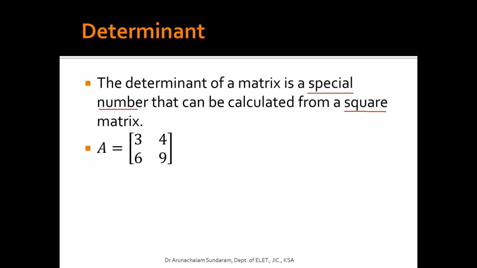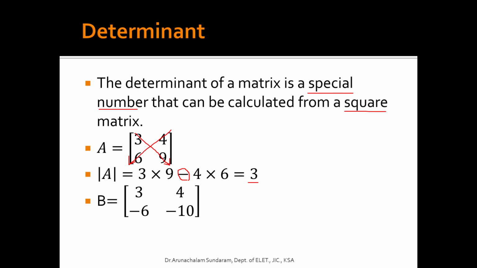So how do you find the determinant? The determinant is represented by this symbol, these two vertical bars. Here we have to multiply these two numbers, 3 into 9, then put a minus sign and multiply the other two numbers. This is how we calculate the determinant. 3 into 9 is 27, minus 4 into 6, which is 24. So the determinant of A is 3. Now, for example, if you have a matrix called B, how do you find the determinant? Same procedure: 3 into minus 10 is minus 30, minus of minus 6 into 4.